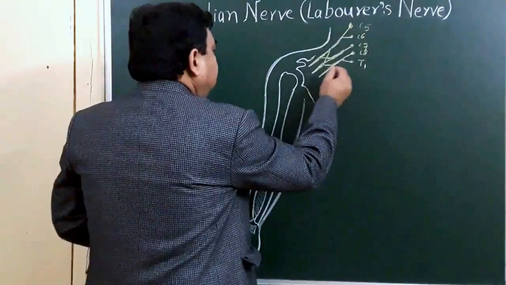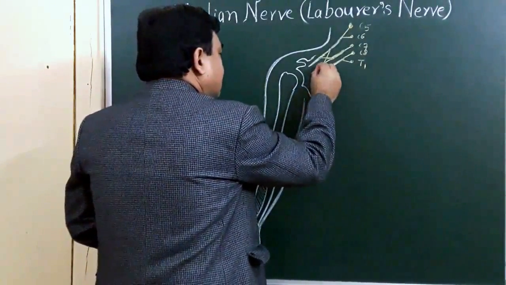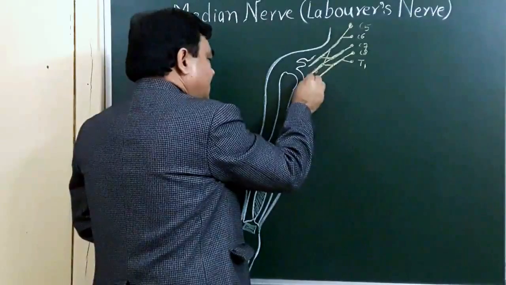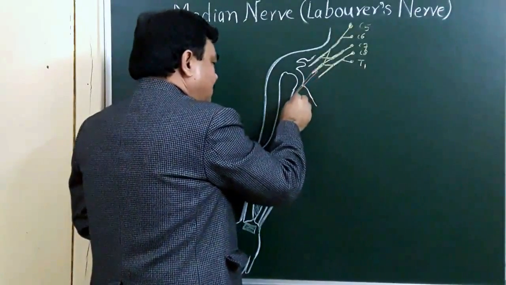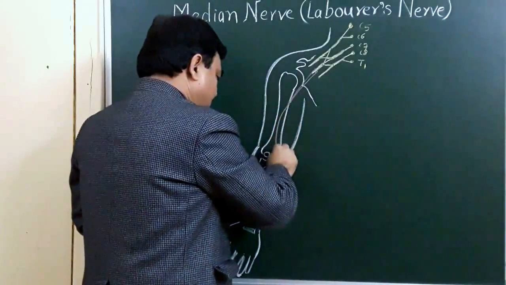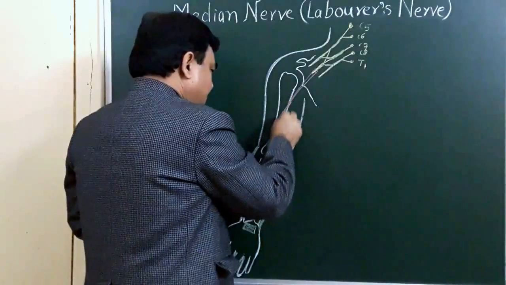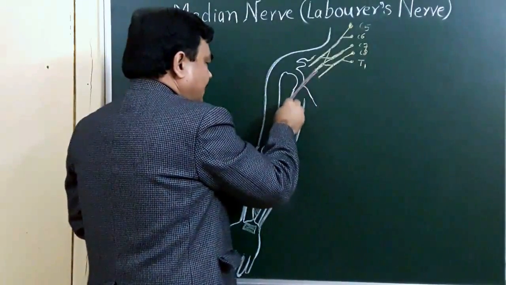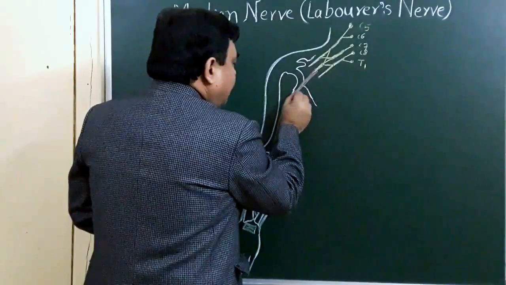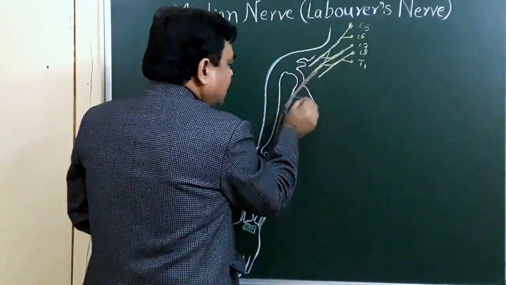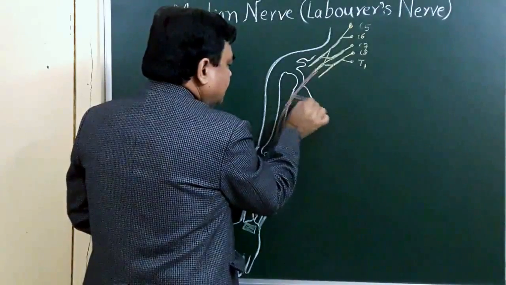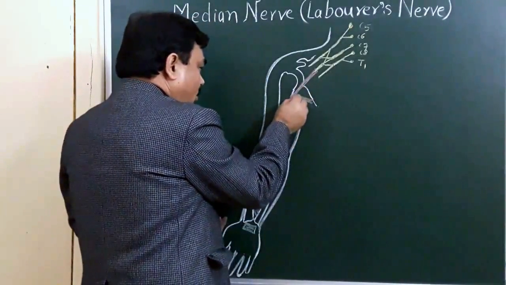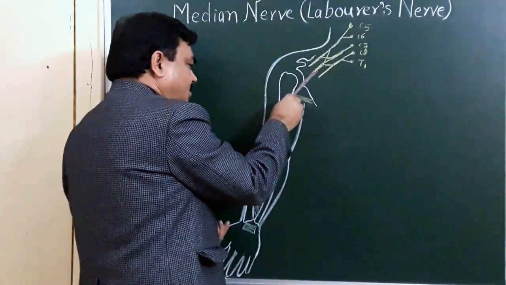Here is the position of the axillary artery, the third part of the axillary artery. This axillary artery continues as the brachial artery. Here is the lower border of teres major. From the lower border of teres major, it continues as the brachial artery.